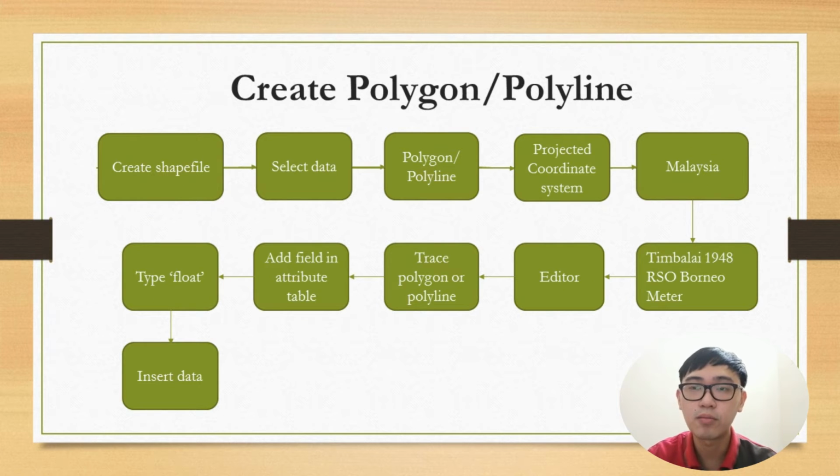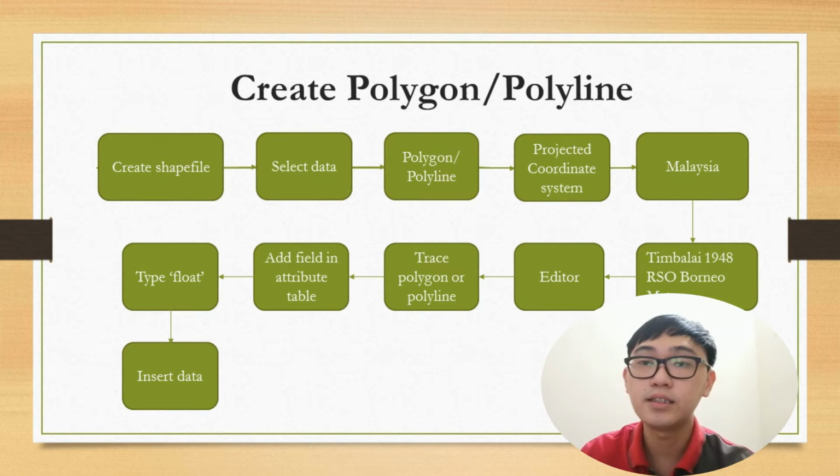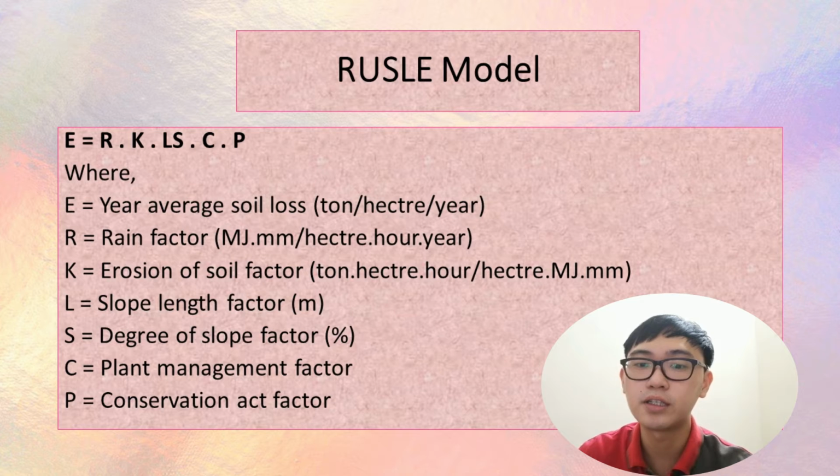To create a polygon or polyline, a shapefile was created in the catalog. Select polygon or polyline in the menu. Then use the coordinate system Timbalai 1948 RSO Borneo meter. Then the editor is used to trace the polygon or polyline. Finally, add field and insert the data into the attribute table. This is the equation for the Rosli model.